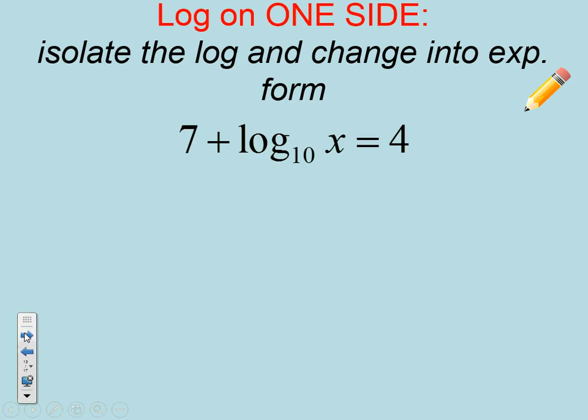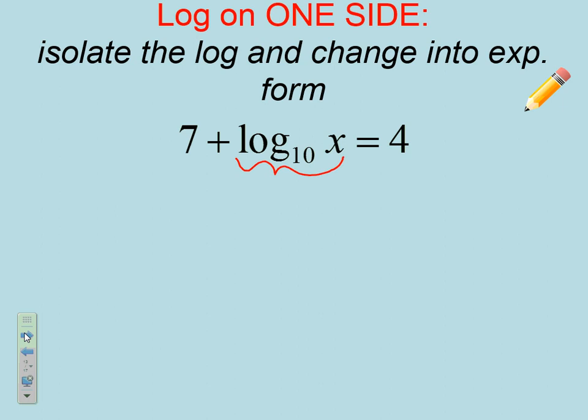Now let's look at what happens if we only have log on one side. For this, we're going to switch our gears a little bit. Just like we did yesterday when we had x's all by himself, we're going to use inverse operations to try to get that x alone. When we get stuck, we're going to change it into exponential form. So we need to remember what that log represents. Here we need to isolate the log and change it into exponent form.